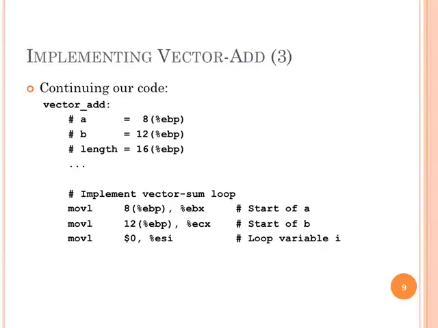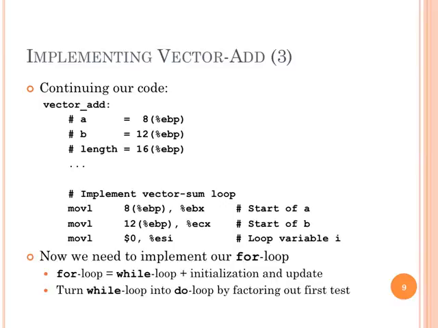You can see here that we move 8(%ebp), or A, into EBX. So EBX will be the start of A, ECX will be the start of B, and we zero out ESI. We had several different ways we could do that, but I'm doing it just by moving 0 into it. I guess variety is the spice of life. And then we need to do the for loop itself. So we have all the variables that we need now for assembly code.